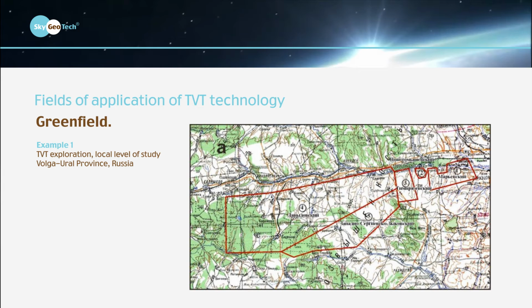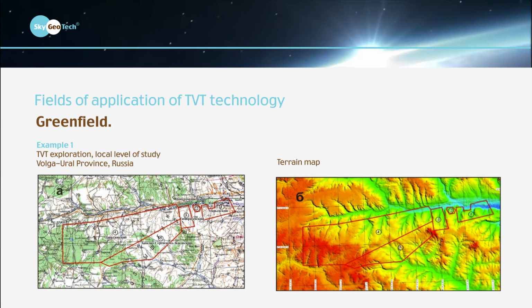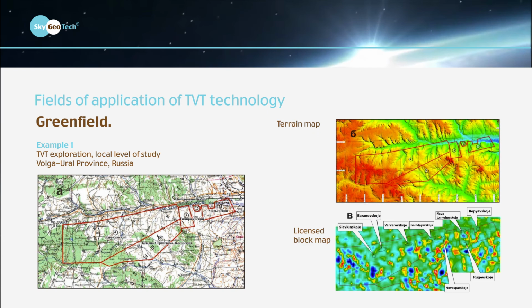TVT exploration, local level of study, Volga-Ural province, Russia. It is a green field, and all we had is this map of licensed block. And then we got terrain map, and with the use of TVT we built different vertical profiles and horizontal sections. Here is one of those sections. Horizontal section of local thermal field. We chose it as proper conditions for hydrocarbon accumulation.